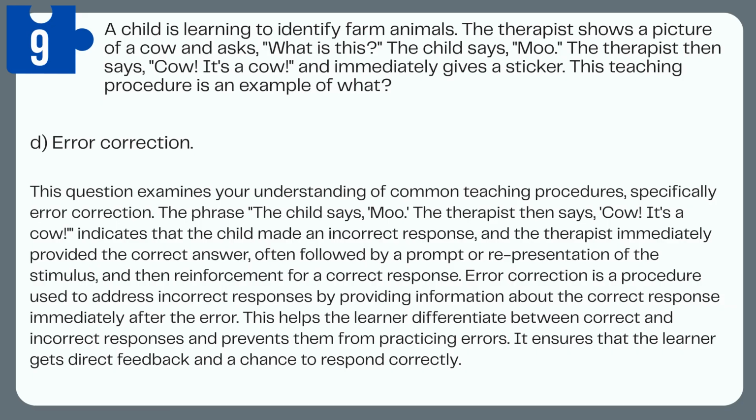Error correction is a procedure used to address incorrect responses by providing information about the correct response immediately after the error. This helps the learner differentiate between correct and incorrect responses and prevents them from practicing errors. It ensures that the learner gets direct feedback and a chance to respond correctly.